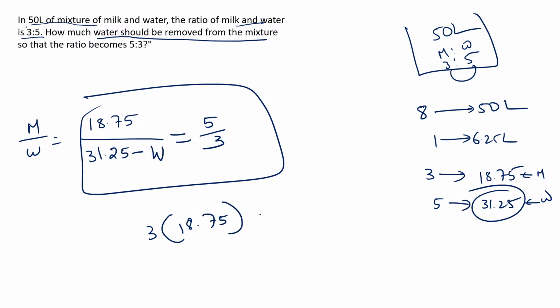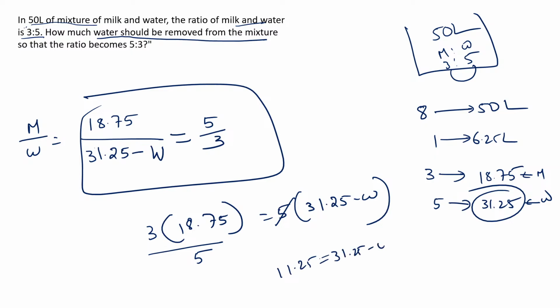18.75 is equal to 5 into (31.25 minus W). Or you can do one more thing, you can cancel 5 here, you can divide by 5 here. That will become how much? 3 into 18.75 by 5, you are going to get 11.25. 11.25 is equal to 31.25 minus W. So, W is equal to 31.25 minus 11.25, which is 20.